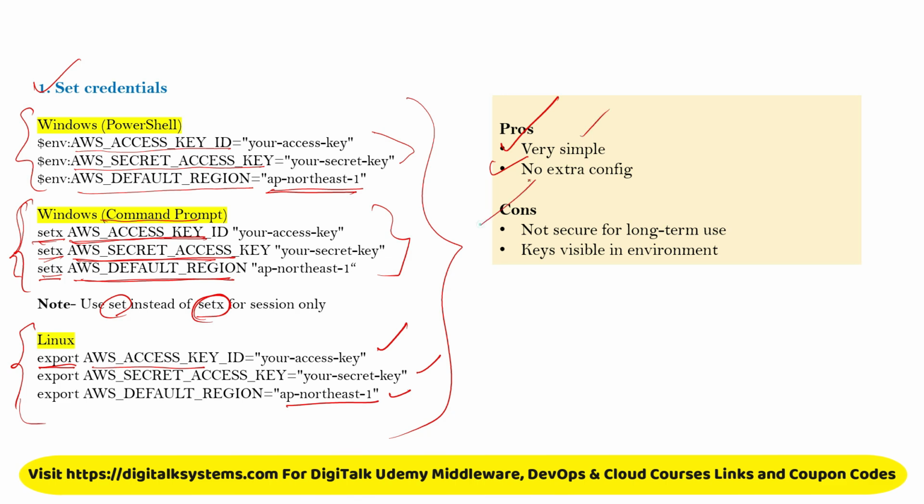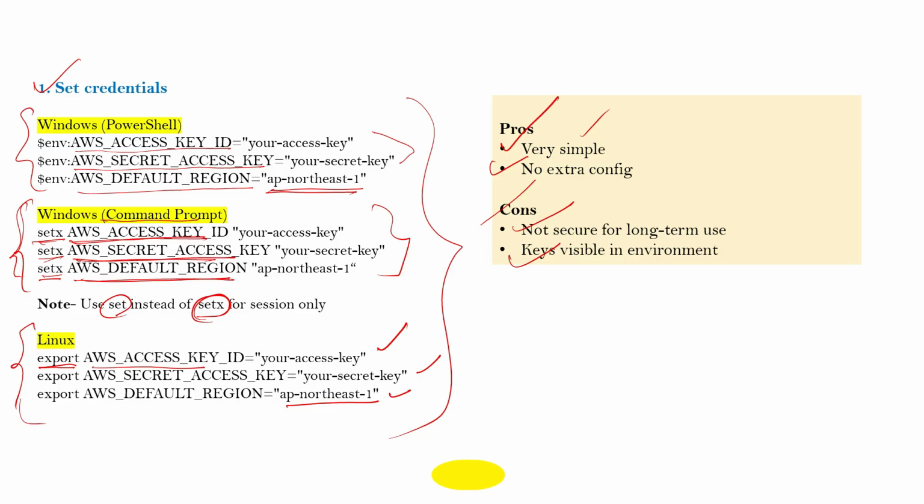This is the pro. Now, if we talk about the cons, it is not secure for long-term use, as the key is visible in the environment. Why is it not secure? Because you are adding environmental variables with your access key and secret key. These are confidential keys, right? Anyone can reach your cloud account with the help of these keys. So it is not a secure way, because anyone can check what your access key and secret key are with the help of environmental variables.